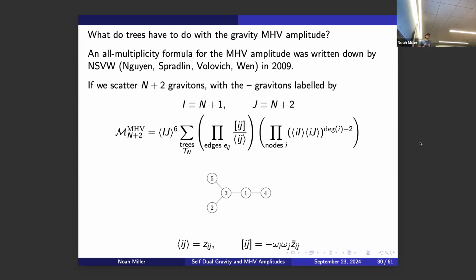So I asked a postdoc, like, are these tree formulas anything? And he said, oh, those tree formulas are in the MHV formula. I was like, oh, okay. So now I have to connect them somehow. So that's going to be the rest of the talk.